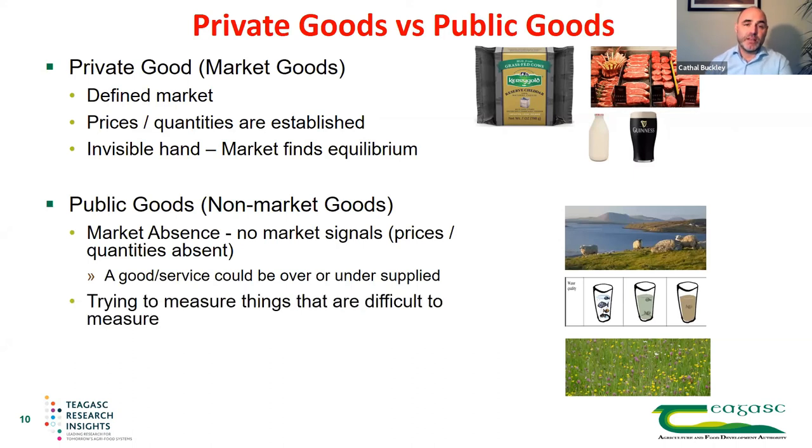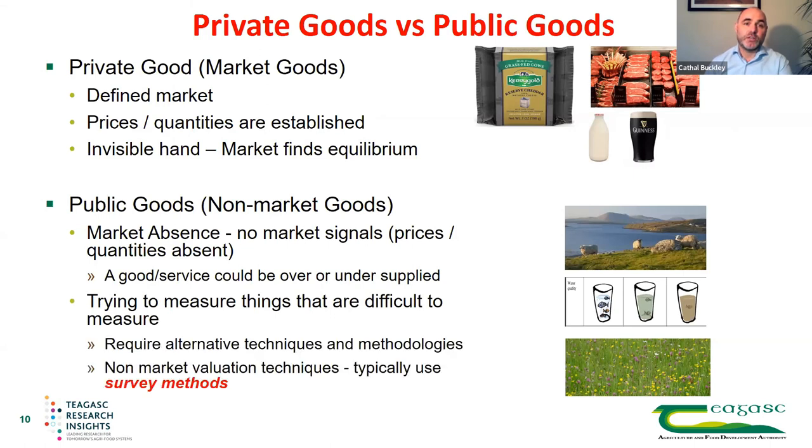Trying to measure these can be extremely difficult, and we require an alternative method and techniques like non-market valuation. Typically you're relying on survey methods, contingent valuation, or choice experiments, where you're trying to establish if consumers are willing to pay for a good, and if they are, how much they are willing to pay and what quantity they want provided.